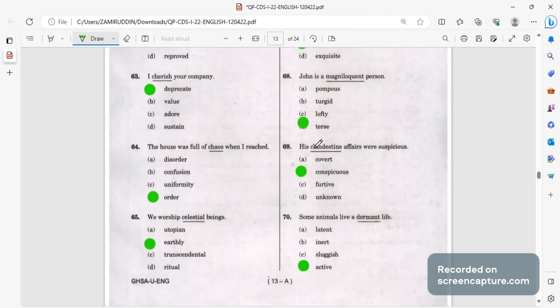Now, his clandestine affairs, matlab secret affairs, and then the first one we have magniloquent. Magniloquent matlab hota hai the one who is highly fluent, bombastic language. The one person who uses bombastic language. इसका synonym होगा lofty, turgid. Okay, pompous will be one of the synonyms. So antonym होगा terse person. Terse मतलब ही बोम्बास्टिक लैंग्वेज, मतलब जॉन हमेशा बोम्बास्टिक लैंग्वेज यूज करता है, हीरोइक, हीरो जैसा बिहेव करता है. Terse will be the right answer for this antonym of the word.